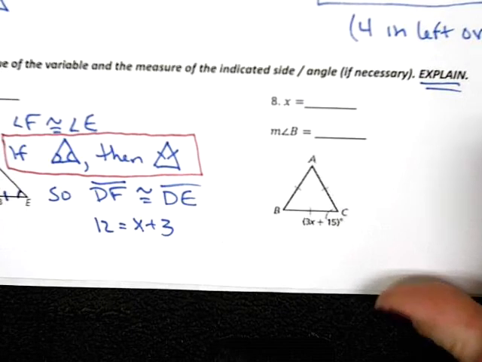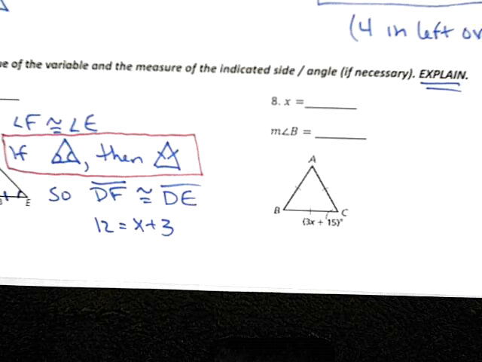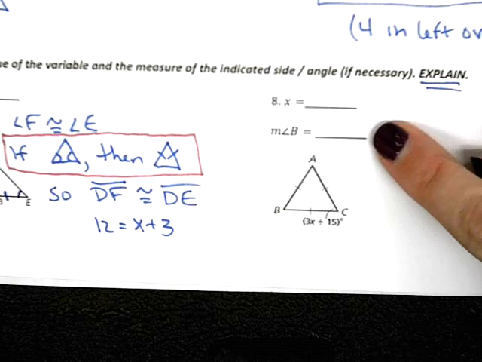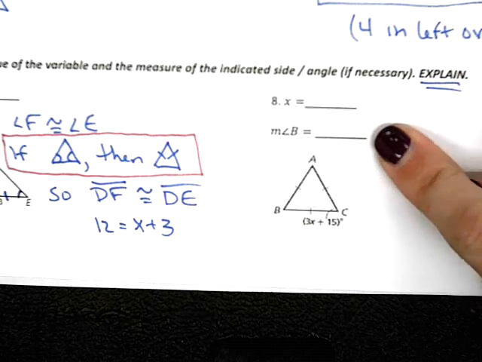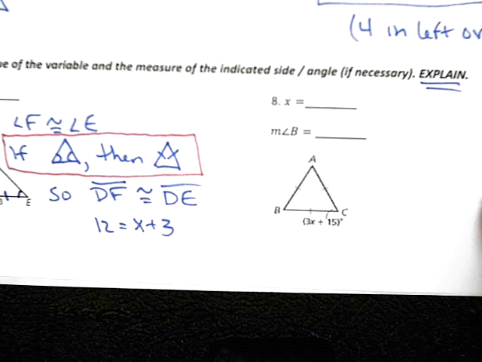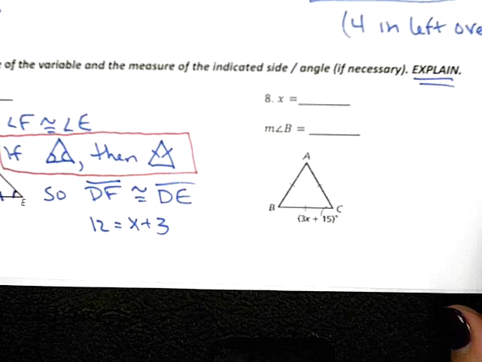All right, so you guys are actually going to do number 8 on your own. So when you come into class, I'm going to be looking for: did you solve for x? Did you solve for the measure of angle B? And are you explaining it? Okay, so I want to see some sort of explanation, some sort of if-then to help justify your answer.